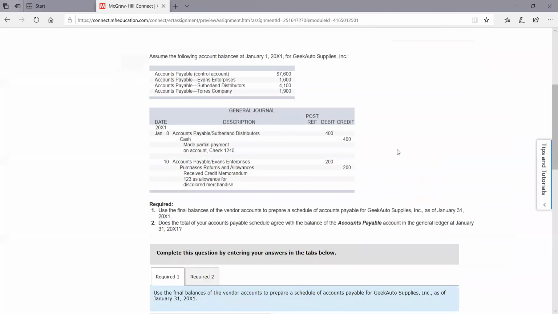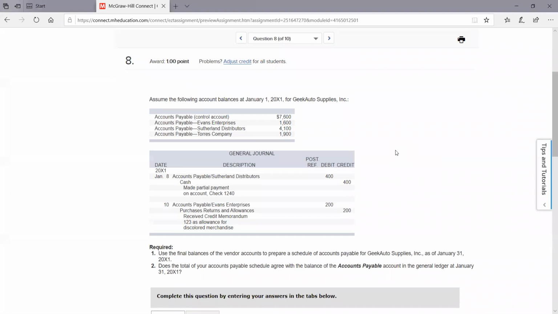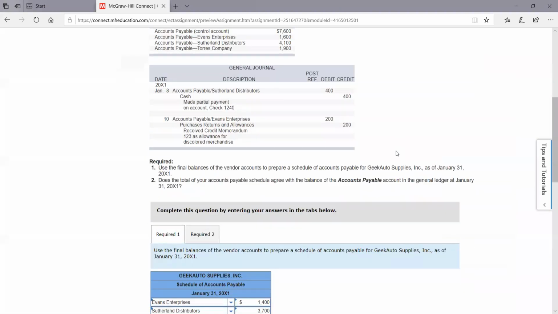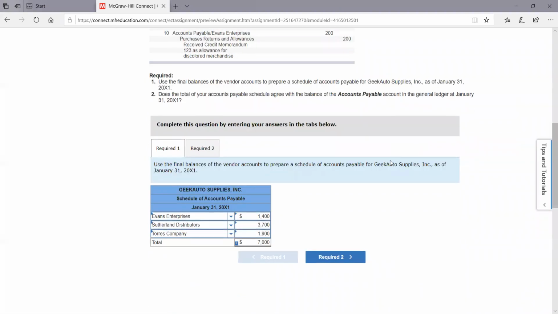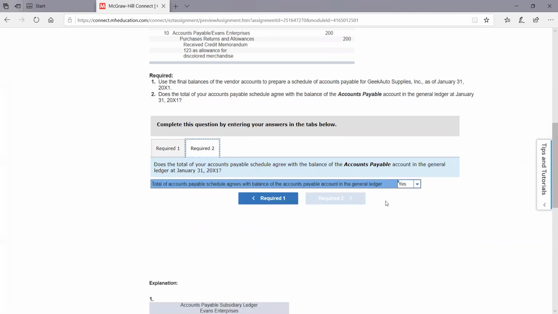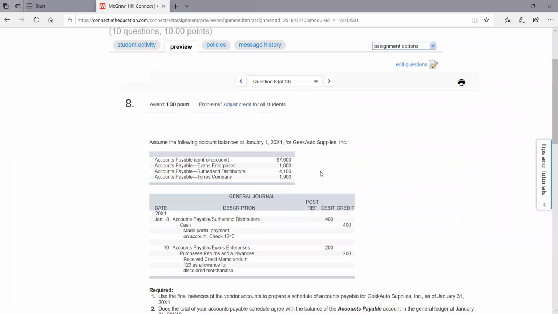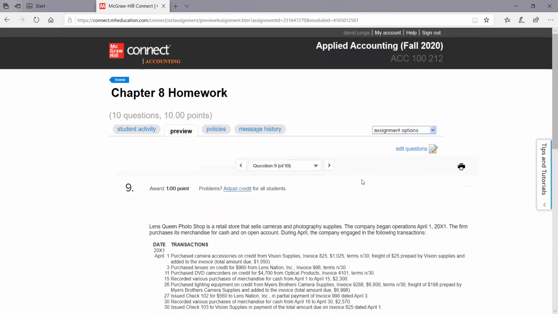Again, same type of problem, same deal, except on this one, I believe they have you do an analysis, but it's the same type of problem. Where you've got the control, you got the AR, the AP, and then the subsidiary ledger. And then here's a schedule of the creditors eventually. And then they want you to answer a question. Of course, I already told you that they should be in balance. All righty, that was 8.